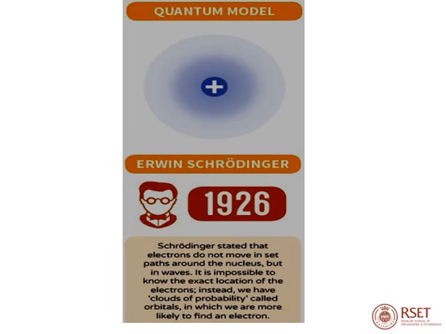It's a quantum model. Erwin Schrödinger in 1926 stated that the electrons do not move in set paths around the nucleus, but in waves. So it is impossible to know the exact location of the electrons. Instead we have clouds of probability called orbitals, in which we are more likely to find an electron. There is a probability that we could find an electron there, rather than simply saying that it will be moving in a fixed orbit. So this is the model being followed nowadays.